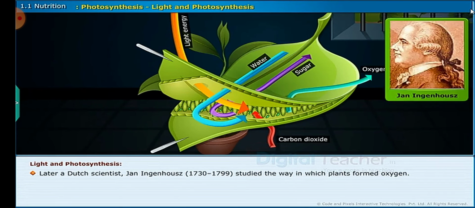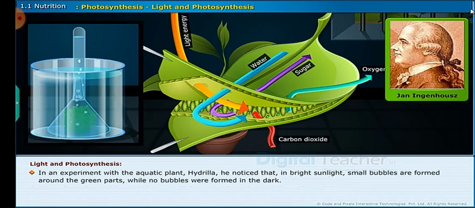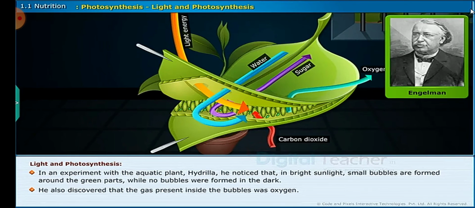Later, a Dutch scientist, Jan Ingenhousz, studied the way in which plants formed oxygen. In 1779, he observed that the formation of oxygen occurs only in the presence of light. In an experiment with the aquatic plant Hydrilla, he noticed that in bright sunlight, small bubbles formed around the green parts, while no bubbles formed in the dark. He also discovered that the gas inside the bubbles was oxygen.